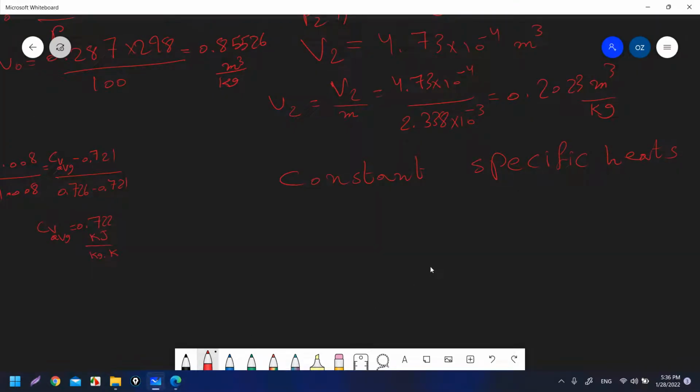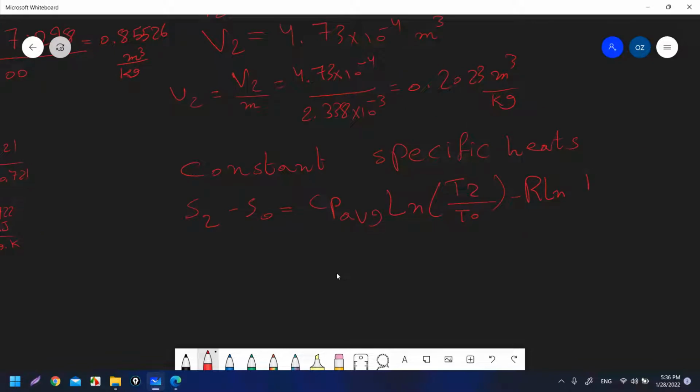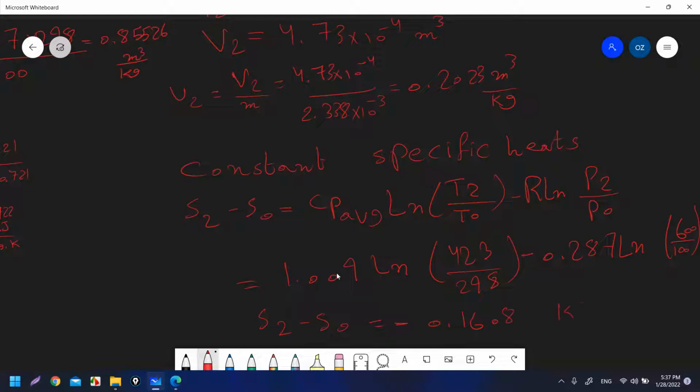Okay, s2 minus s naught equal to Cp average ln T2 over T naught minus R ln P2 over P naught. Okay, Cp we got it 1.009 ln 423 over 298 minus 0.287 ln 600 over 100. This will give you s2 minus s naught equal to negative 0.1608 kilojoule per kilogram.